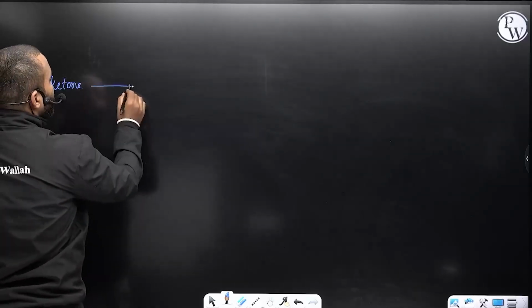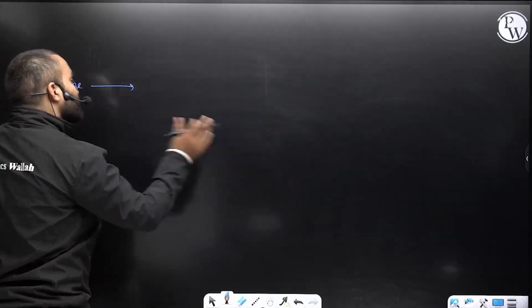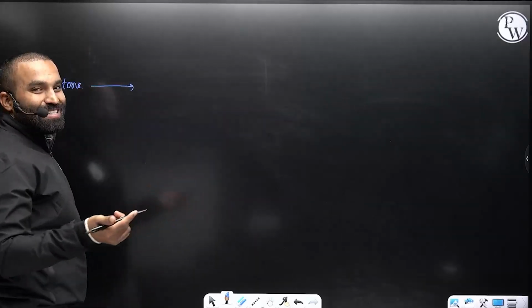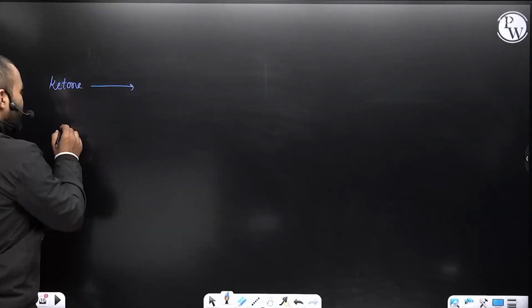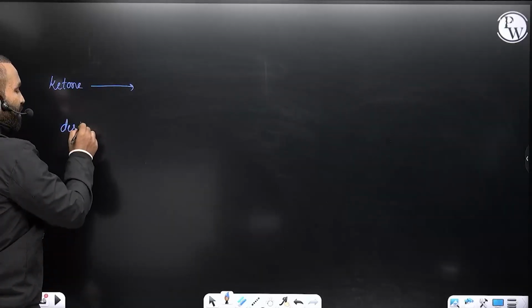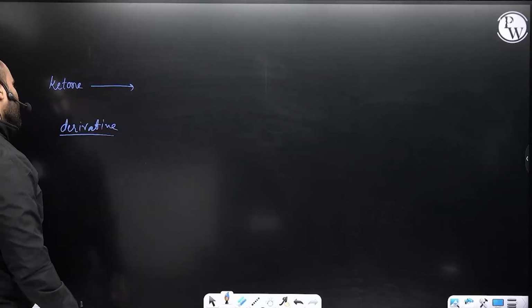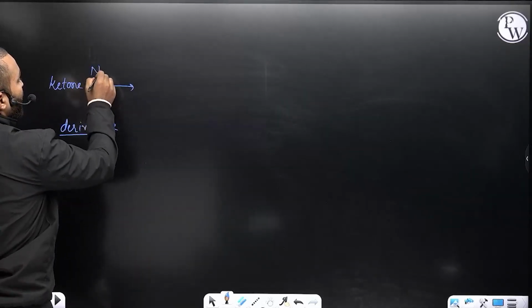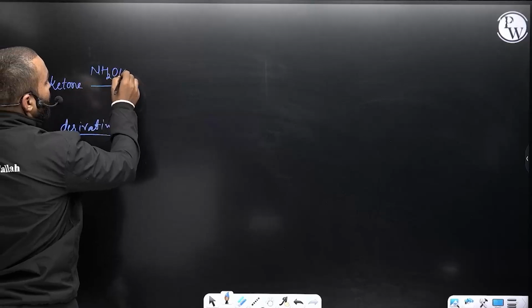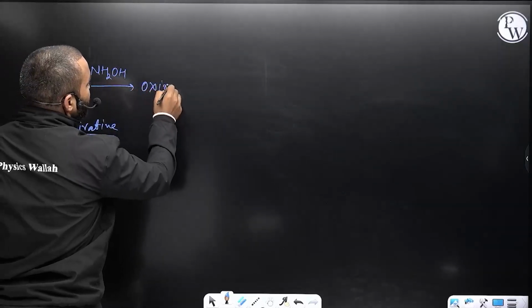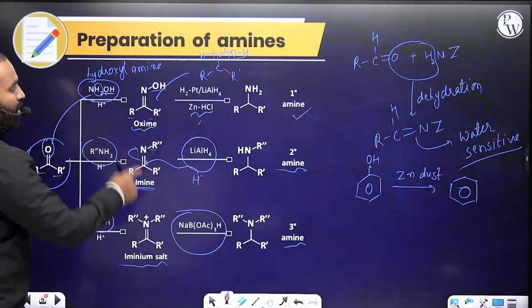Organic chemistry is so interesting that you can create many compounds starting from just one. This is what derivatization is called, right? You can make many compounds just by making some derivatives of a compound. So a ketone can be reacted with NH2OH. The compound obtained will be an oxime. Check please. The compound obtained will be an oxime, right?